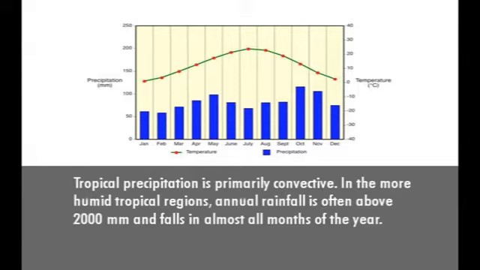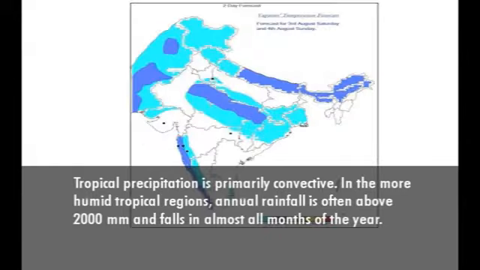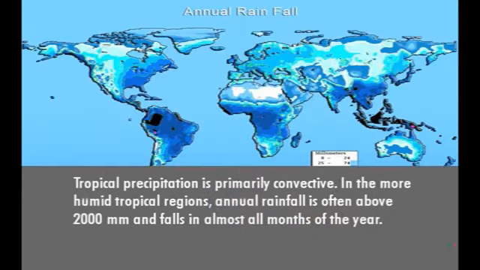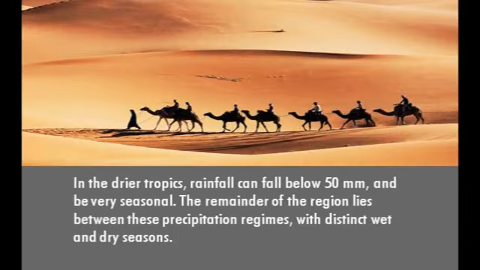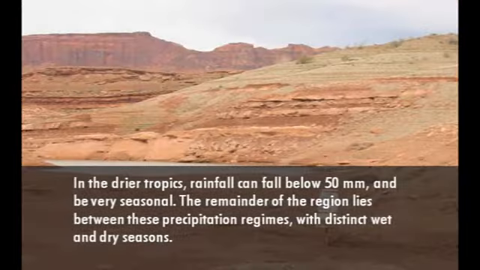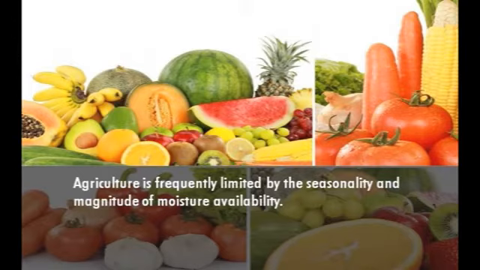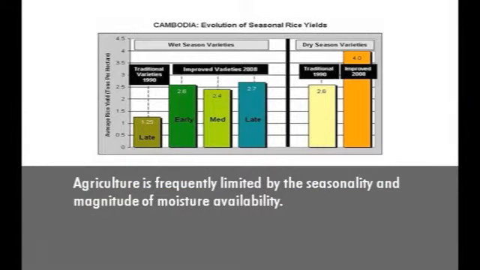In the more humid tropical regions, annual rainfall is often above 2000 millimeters and falls in almost all months of the year. In the drier tropics, rainfall can fall below 50 millimeters and be very seasonal. The remainder of the region lies between these precipitation regimes with distinct wet and dry seasons. Agriculture is frequently limited by the seasonality and magnitude of moisture availability.